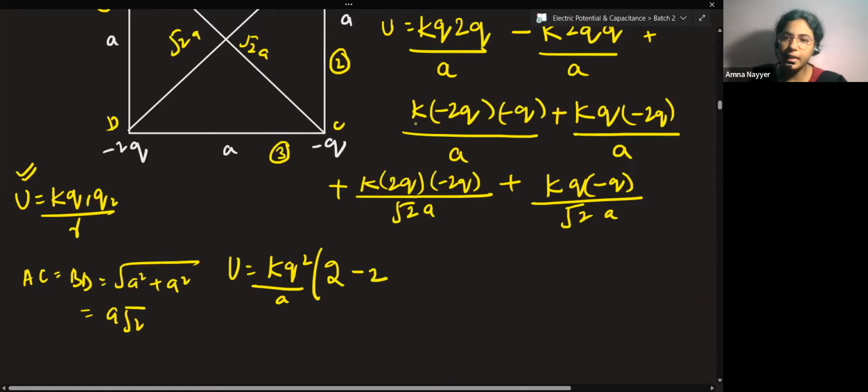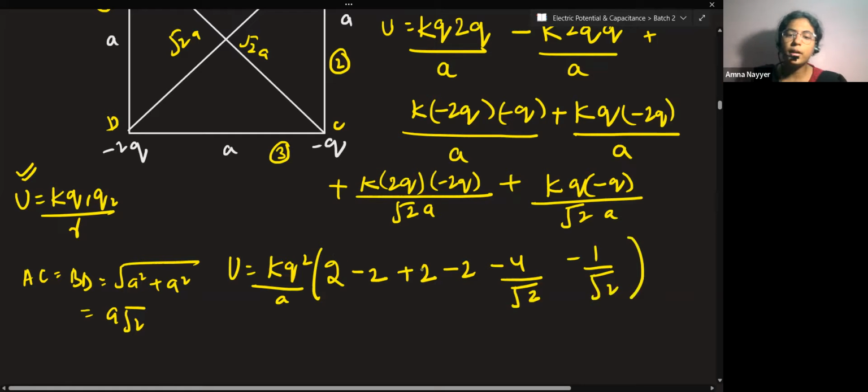From here, KQ square by A has been taken common. Minus 2 multiplied by minus means plus 2. Then we have KQ square by A common. We are left with minus 2. KQ square by A has been taken common. This is minus 4 by root 2. And from here we have minus 1 by root 2.